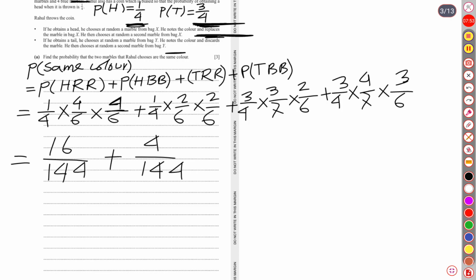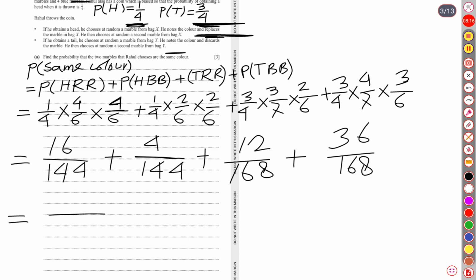Then the third case. In the third case, the probability is 6 twos are 12, 12 over 4 sevens are 28. 6 28s are 168. 168 plus 3 fours are 12, 36. 36 over 168.